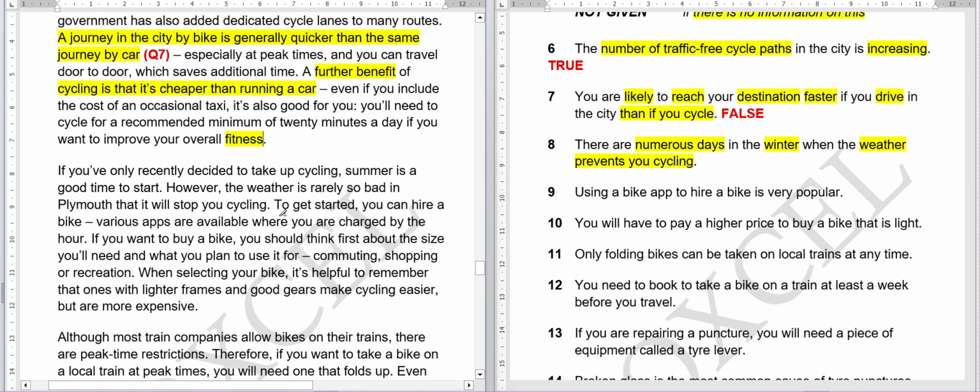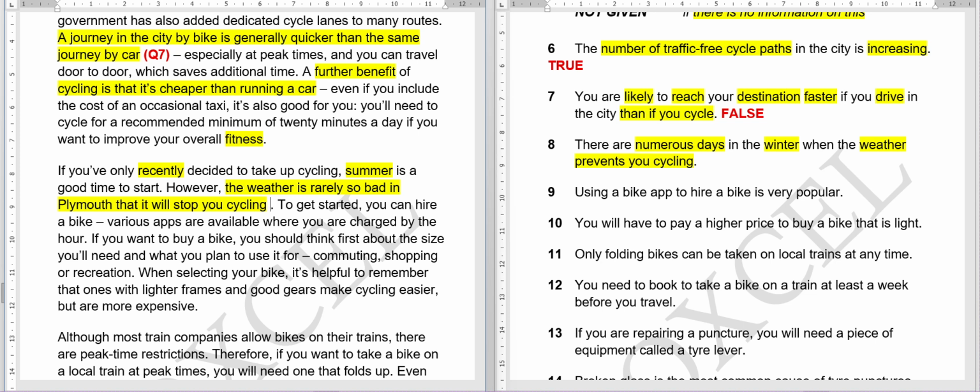So we'll continue reading. If you have only recently decided to take up cycling, summer is a good time to start. So they are saying that if you have recently decided that you want to do cycling, then summer is a good time to start. However, the weather is rarely so bad in Plymouth that it will stop you from cycling. So here is our information. Stop you from cycling, prevents you from cycling. So this is our location.